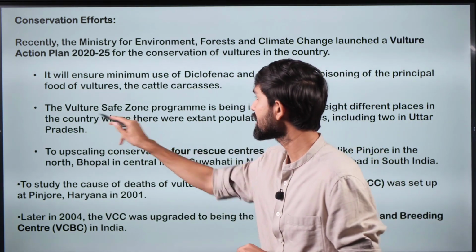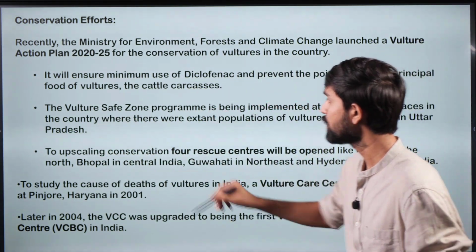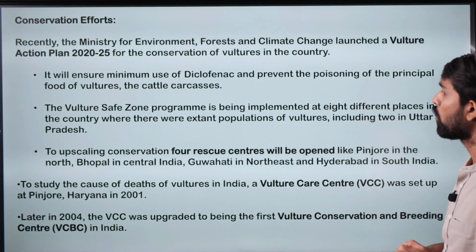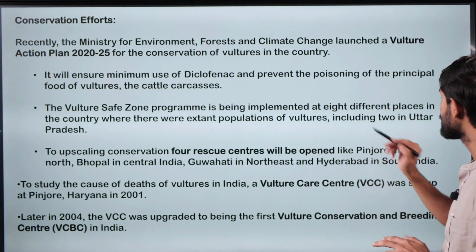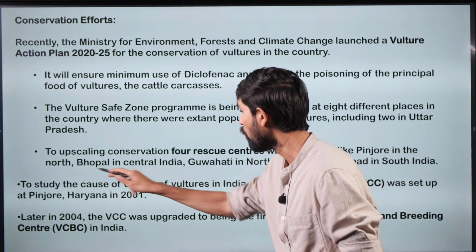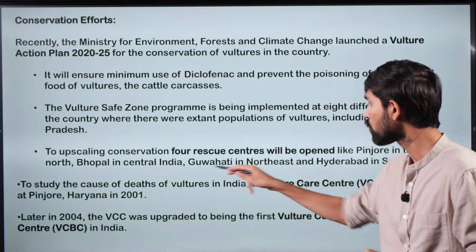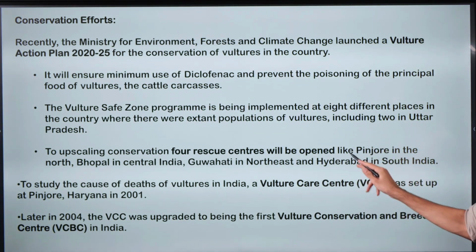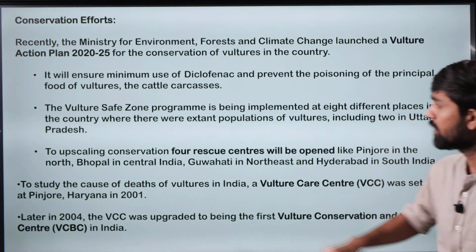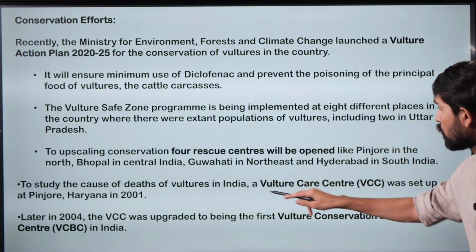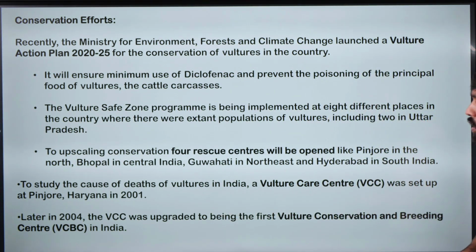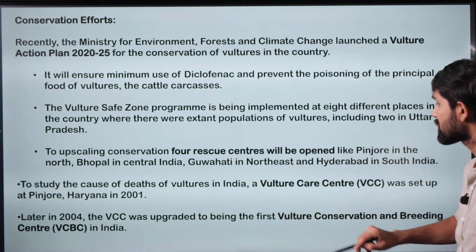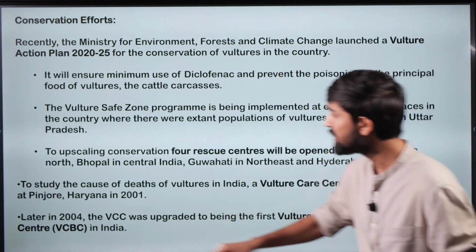So the vulture safe zone program will be implemented, and to upscale the conservation, 4 rescue centers will be opened in all directions, one of which is in Pinjore in the north, Bhopal in central India, Guwahati in the northeast, and Hyderabad in South India. The center in Pinjore is a critical center where it was established as a vulture care center in Pinjore, and later in 2004 this was upgraded to be the first vulture conservation and breeding center.